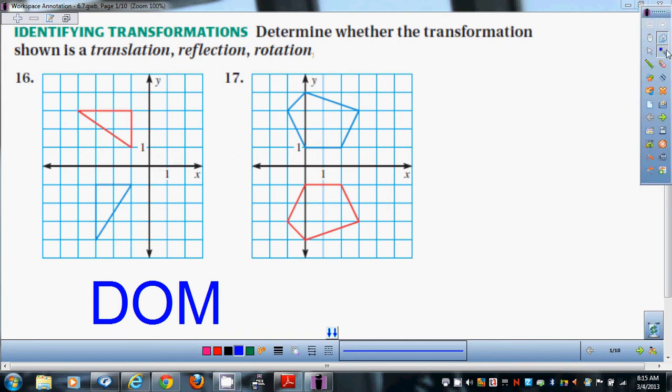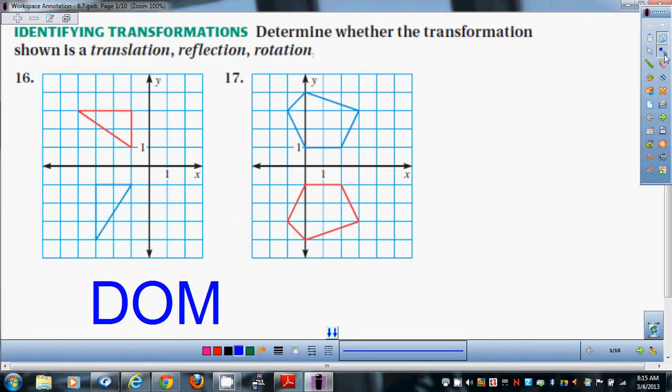Jensen, what's number 16? Back out because you put it away. You really expect me to believe that? You're correct, it is rotation.